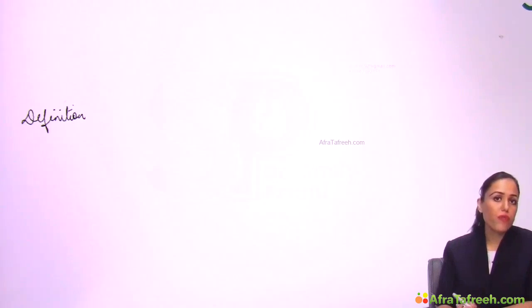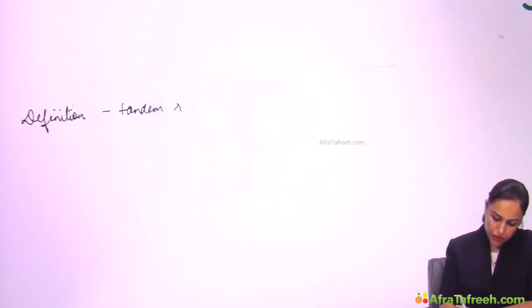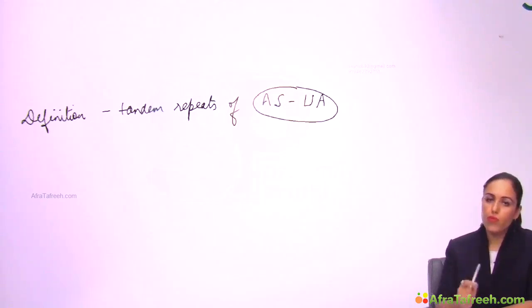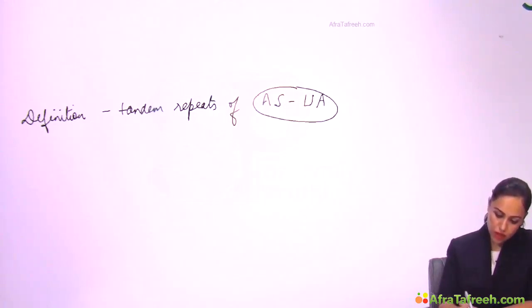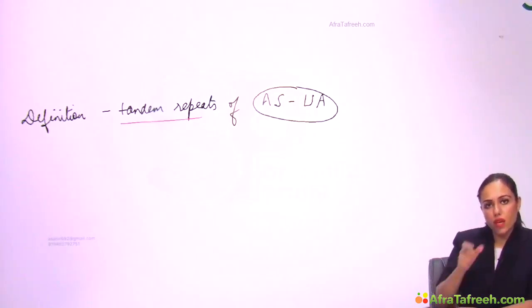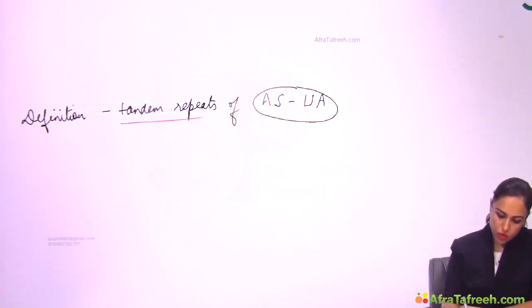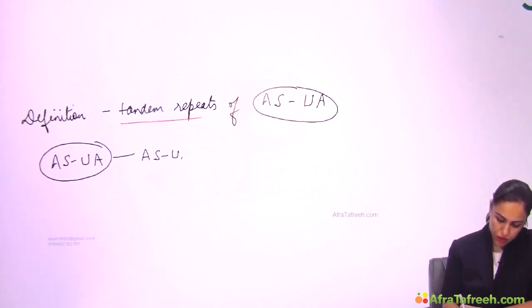Now, the definition of GAGs, I'm going to write a very simple definition. I'm going to write tandem repeats. They are tandem repeats of two different things because they are heteropolysaccharides, two different things. And now they are tandem repeats of ASUA. I have written the short form, the full form I'll be telling later. But first understand tandem repeats. What do you mean by tandem repeats? One thing is repeated again and again, one after another. Now ASUA is repeated again and again, one after another, like this. ASUA.